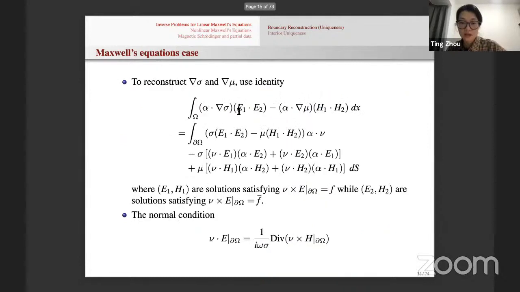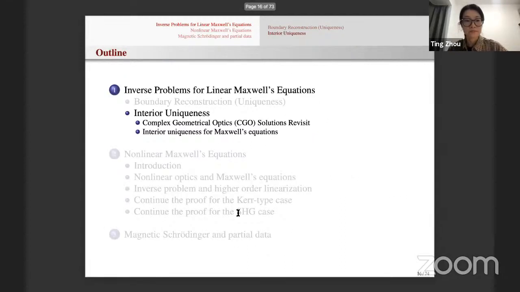So it's a little bit technical, but you should be able to recover alpha dot gradient sigma and alpha dot gradient mu. So this completes the boundary reconstruction of the parameters. Okay, so now I show you the ideas for the interior uniqueness proof of the parameters.